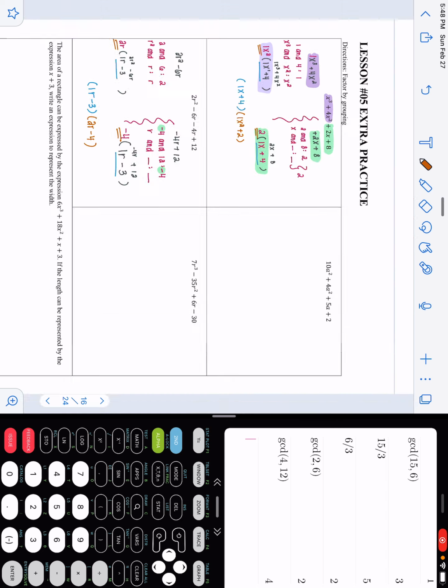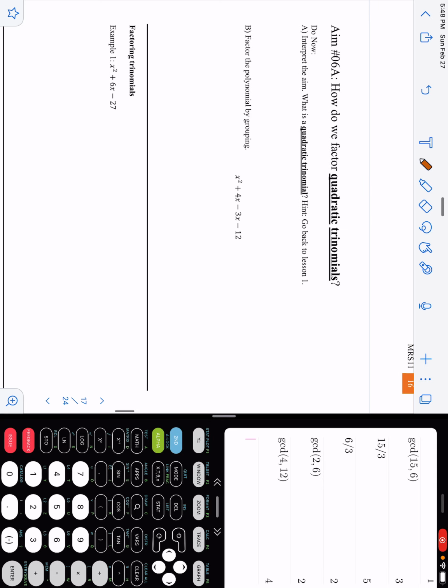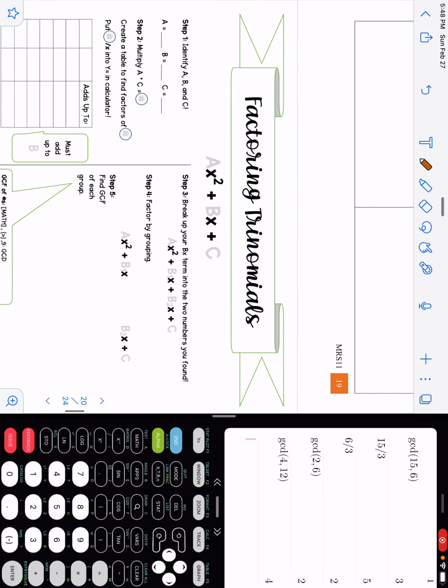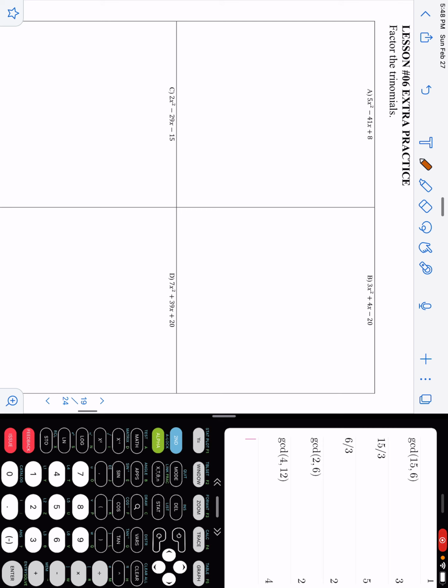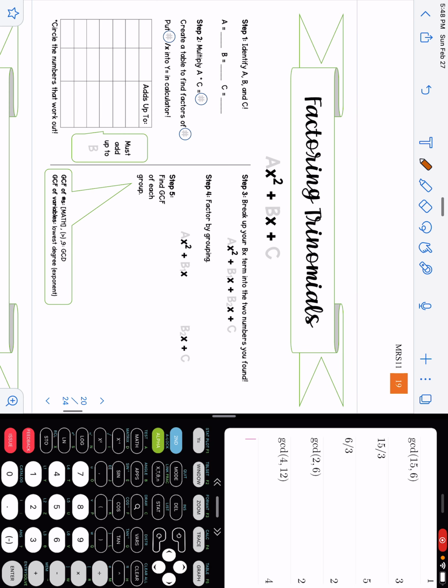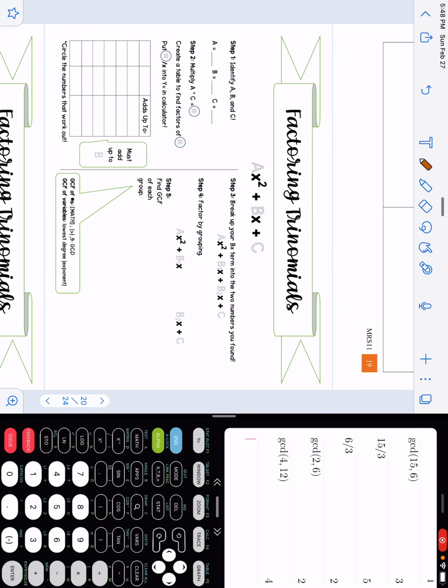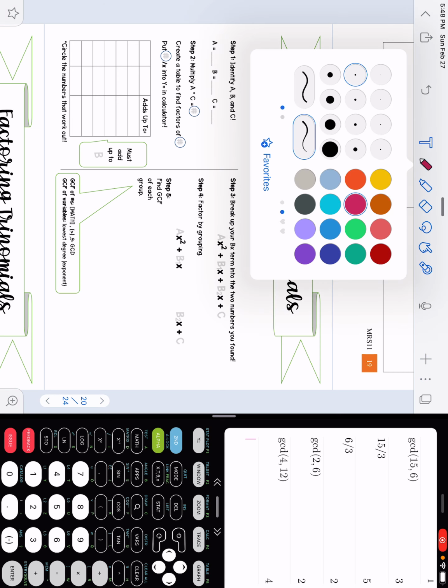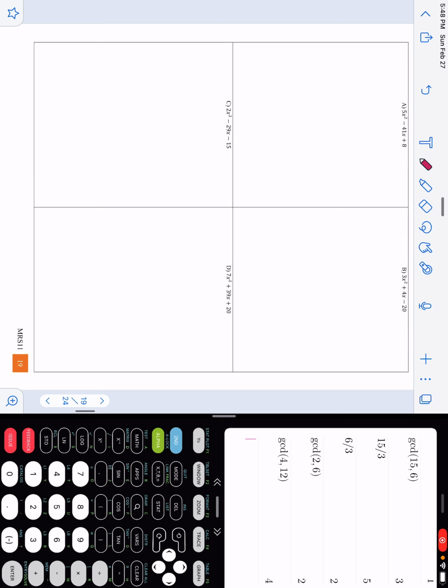Nice job. We learned one more type of factoring, which is factoring quadratic trinomials. Go ahead and join me on page 19 with the extra practice. I'm going to do 1 or 2 problems. You guys have this dry erase that I provided you, and I do suggest you use it. I think it is really helpful. I'm going to pick a problem. Let's do the first one.